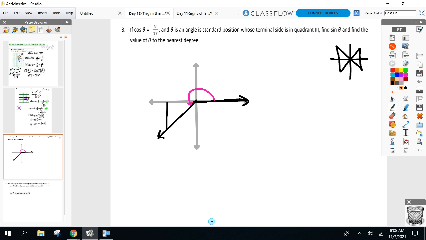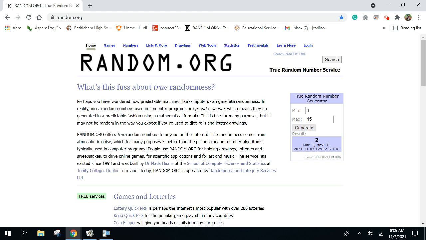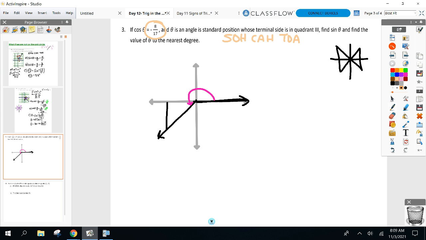Before, we'd be able to fill out the horizontal and the vertical part, all right, because I was given a coordinate and I could count. Not this time. Here's what I gave you instead. Cosine is negative 8 over 17. What sides do you use for cosine? What two sides do I use for cosine?